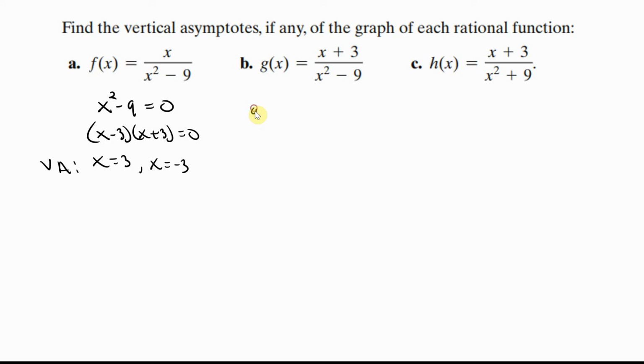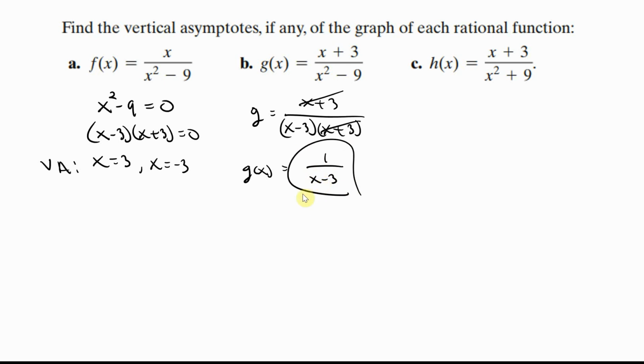For this one, for g, we had better factor, because I'm looking at something that's common to the top and the bottom. There it is. So g of x is 1 over x minus 3. So you only set x minus 3 equal to 0, and that implies that x is equal to 3. So our vertical asymptote, and I just use VA for vertical asymptote, is the line x equal to 3.